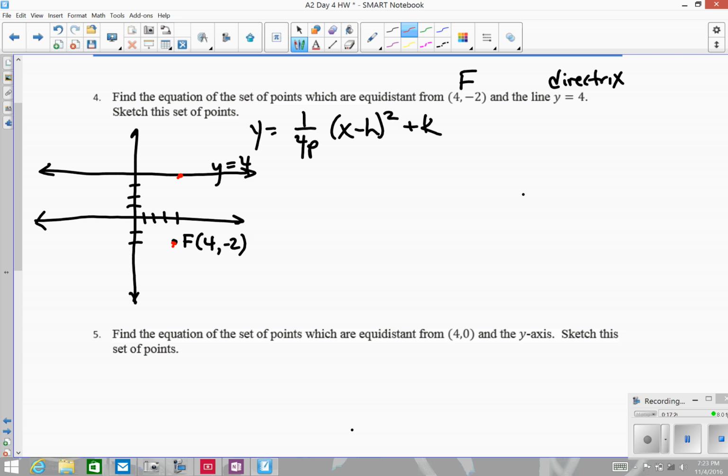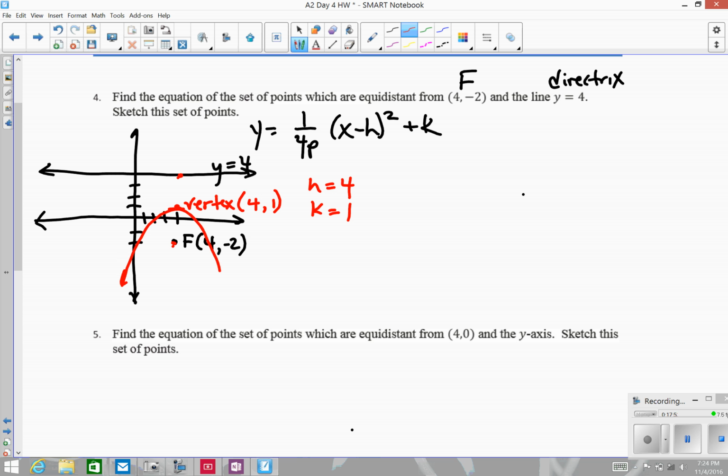If I, from my focal point, go up 3, 1, 2, 3, or if I go down from the directrix 3, 1, 2, 3, I should get the same point here. There's the vertex at coordinates 4, up 1, which means that h equals 4, k equals 1. I'm going to have a parabola that is going to curl around the focus.